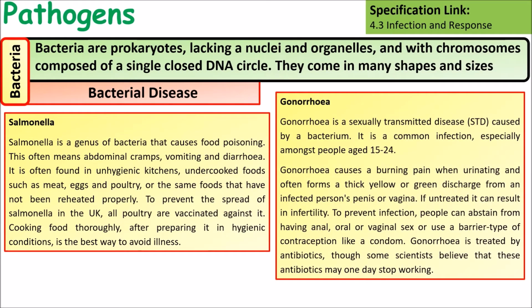So, two bacterial diseases that are worth knowing about. Salmonella. So Salmonella is what causes food poisoning. Food poisoning causes stomachache, so abdominal cramps, vomiting and diarrhea. The other main one that you need to know about is gonorrhea. So gonorrhea is a sexually transmitted disease which can cause pain during urination and a thick yellow or green discharge from a person's sexual organs.